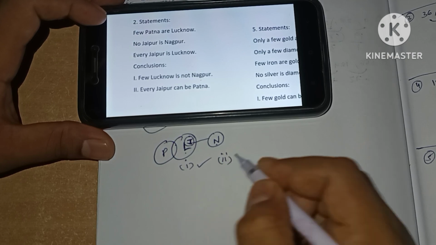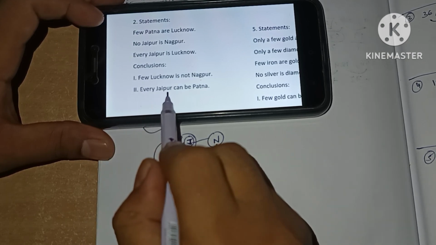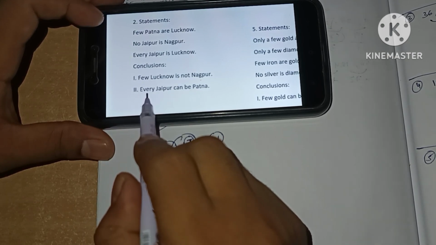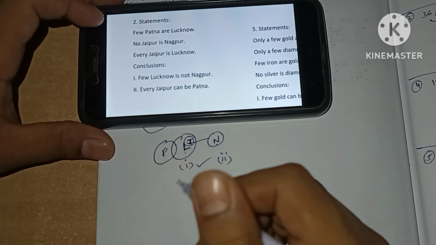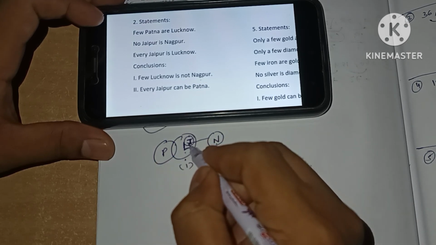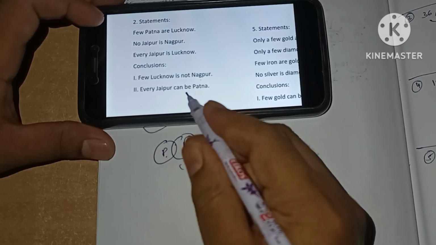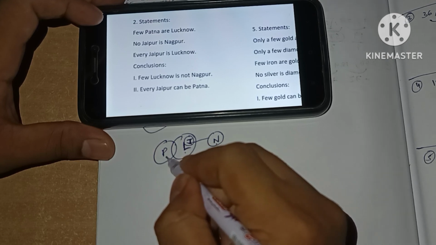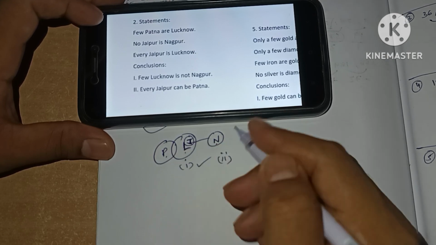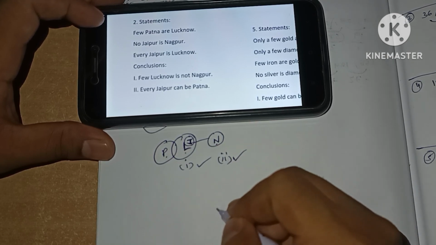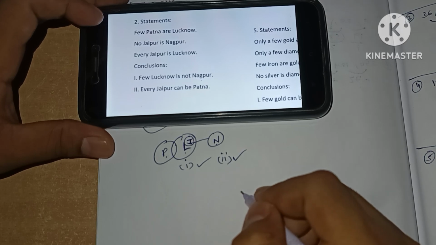Let's see the second conclusion. Every Jaipur can be Patna, nothing but all Jaipur can be Patna. All Jaipur can be placed inside Patna can be a possibility. So we can place J inside P. It is possible, so it is true. Both 1 and 2 are true here.